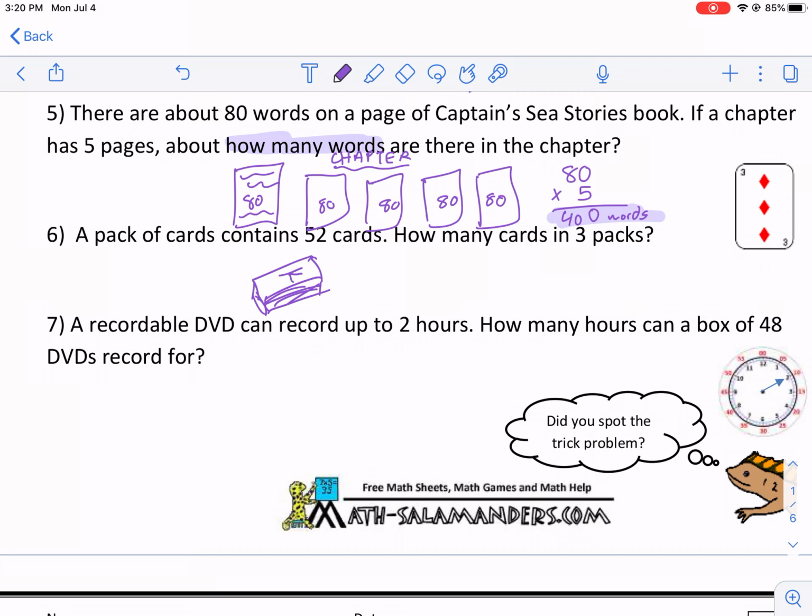So we got three of these decks of cards. So we just multiply 52 times 3. 6, 5 times 3, 15, 156. Don't forget to match the units. 156 cards. Let me highlight the answer. And we're on to our last one.